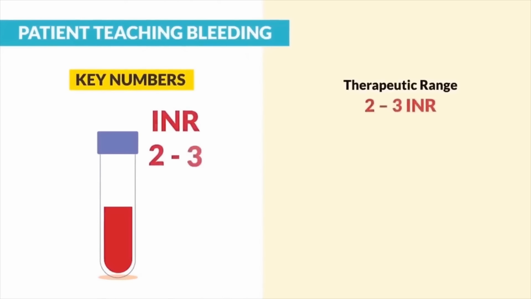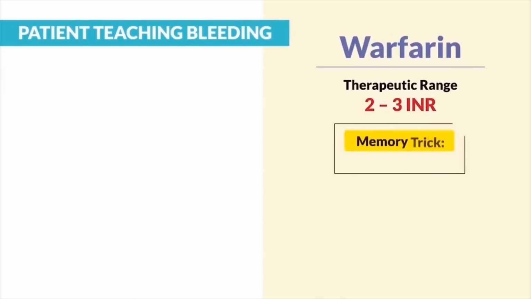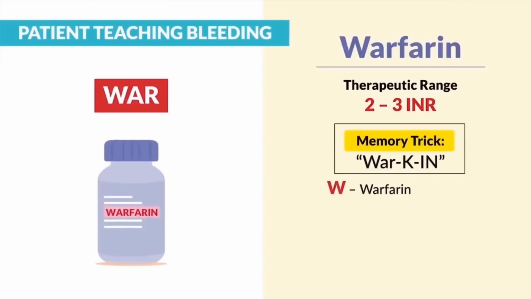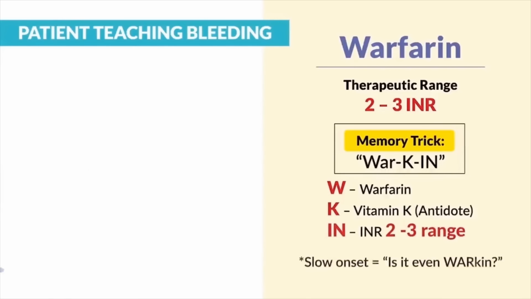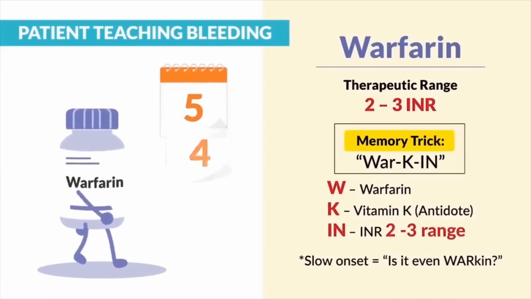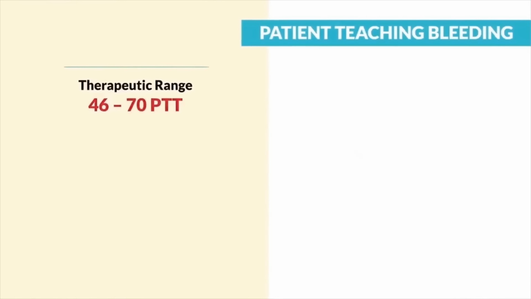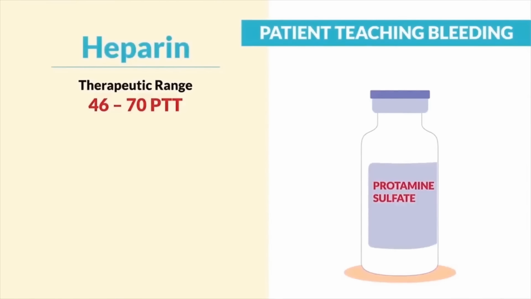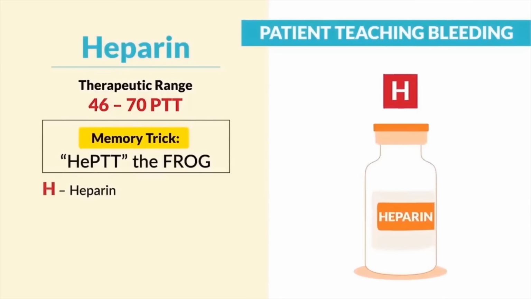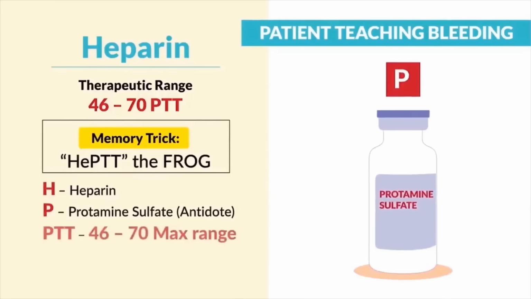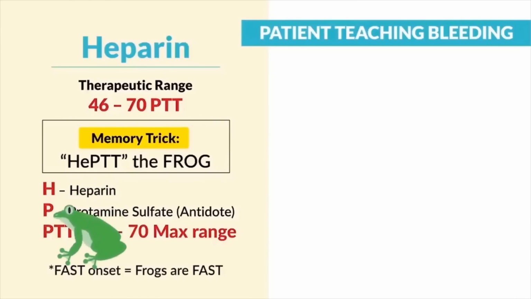So key numbers here, 2 to 3 INR for warfarin. Antidote again was vitamin K. So the memory trick, warkin. So warfarin, vitamin K, and INR. Just think warkin. And you wonder if it's working since it takes 5 days to reach full effect. Next is 46 to 70 aPTT for heparin with the antidote protamine sulfate. So the memory trick was hepit, like the frog. H for heparin, P for protamine sulfate, and PTT for hepit. And since heparin acts fast, just think the frog jumps really fast.